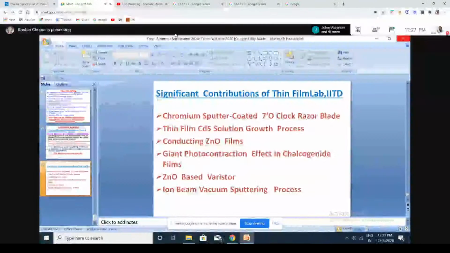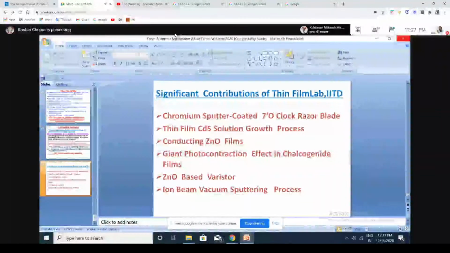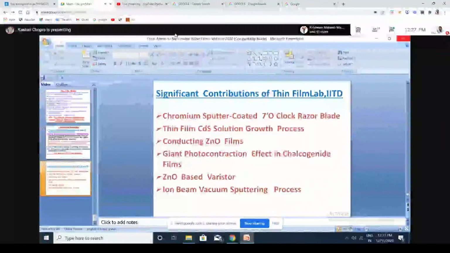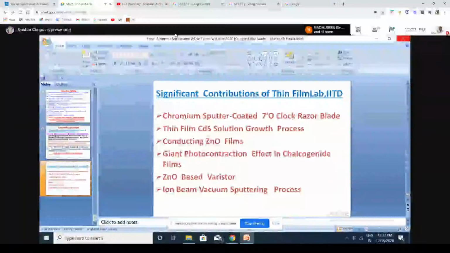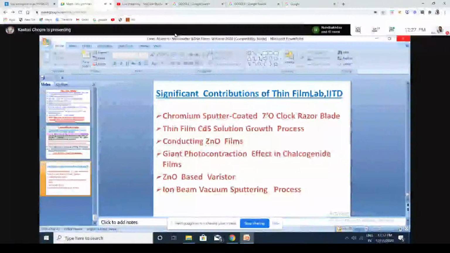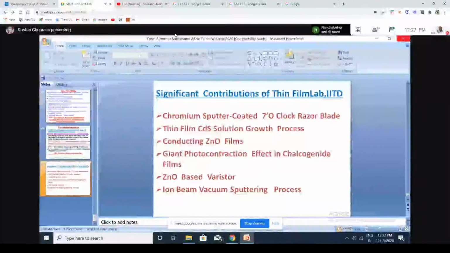Okay. Joint photoconduction effect in chalcogenide film is one of our major contributions. Zinc oxide based varistor we contributed to a company in Shanghai. They are making these varistors. Ion beam vacuum sputtering process is our process here, and is very important. Okay. So this is really all I have to say today, and I hope I have been heard.